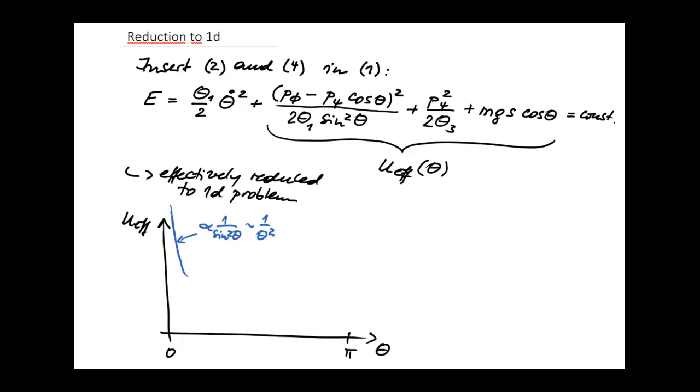When you approach pi, you have the same phenomenon, because the sine of pi is also 0, and therefore the potential will also explode close to pi. You can try to plot this function, and qualitatively it will have a shape like this. It has a minimum somewhere, and then it diverges as it approaches the edges of its domain.